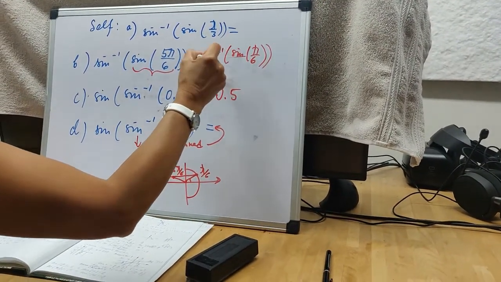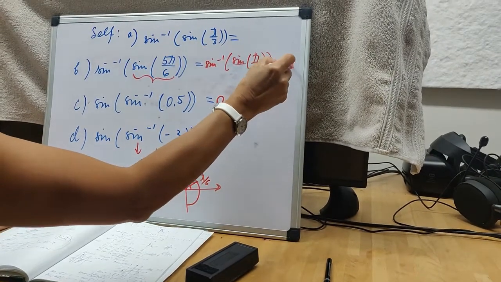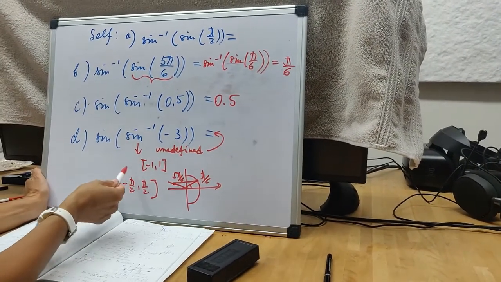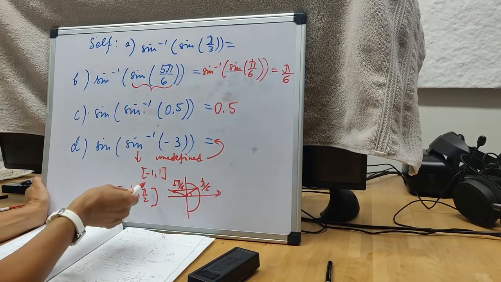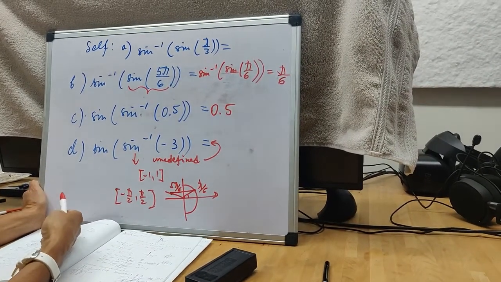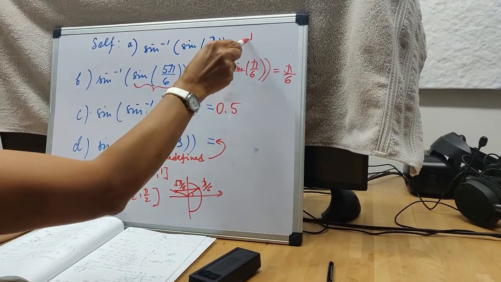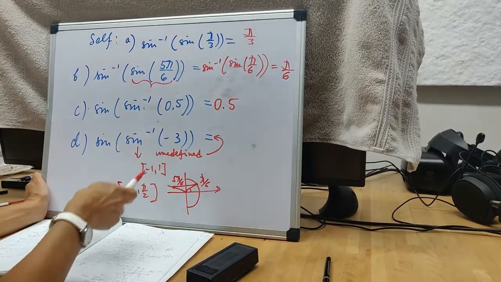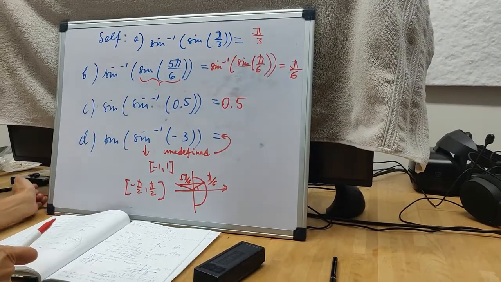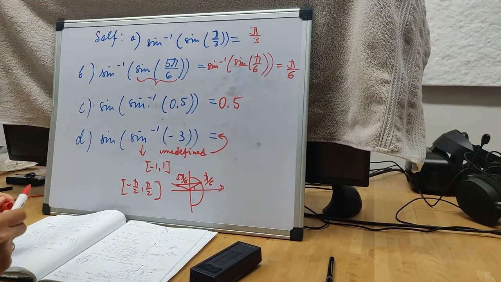Now, if I cancel sine and sine inverse, I'm going to get pi over 6, and pi over 6 sits well within the range of sine inverse. Now, last one. Imagine we cancel sine and sine inverse, we get pi over 3. Is it within range? Yeah, it is within range, so everything is going to work. So these are my answers.